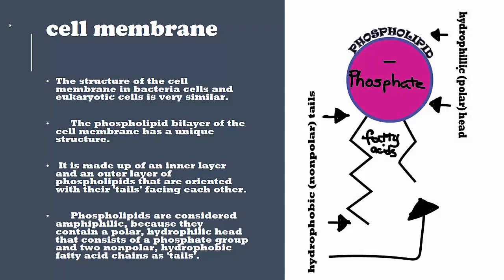The structure of the cell membrane in bacteria cells and eukaryotic cells is very similar. It is a phospholipid bilayer and has a unique structure. It is made up of an inner layer and outer layer of phospholipids that are oriented with their hydrophobic tails facing one another. Phospholipids are considered amphiphilic because they contain a polar hydrophilic head and two nonpolar hydrophobic fatty acid chains as tails.